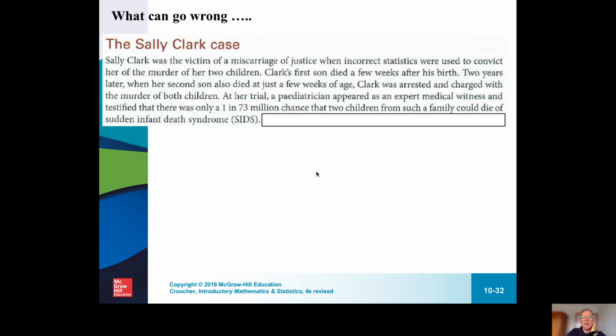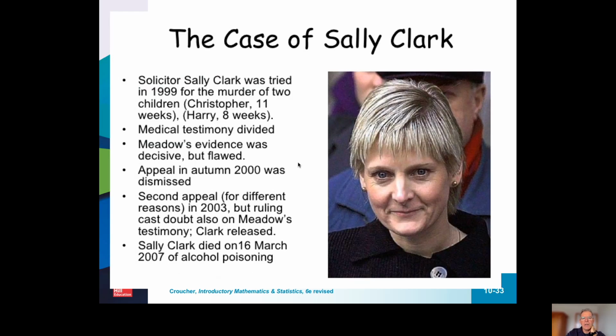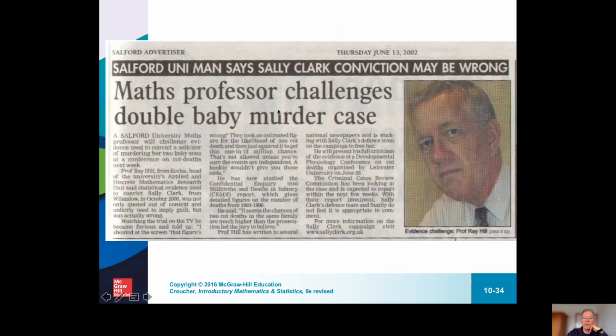This was a case of a solicitor who was, we believe, wrongly convicted. It was very sad, very tragic. She lost both of her boys at this age, and when it went to court, they said, statistically, that's impossible. She must be guilty. Unfortunately, it cost her life. It ruined her. And later on, a professor came out, and his comment was, no, statistically, they got it wrong. It is possible. It's unlikely, but it is possible that she was innocent.